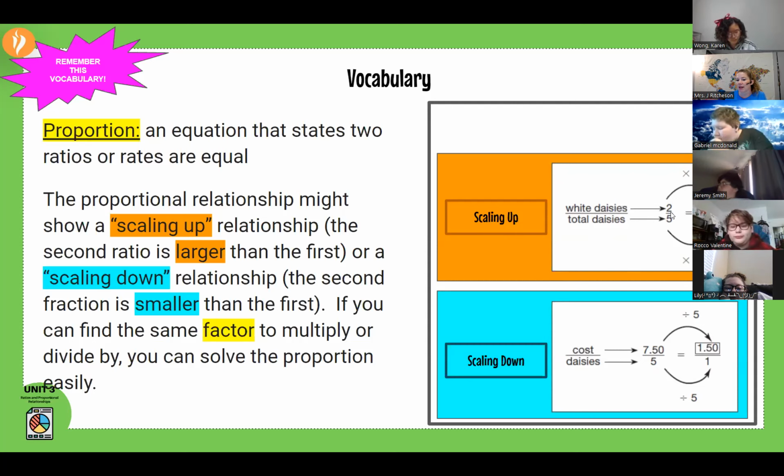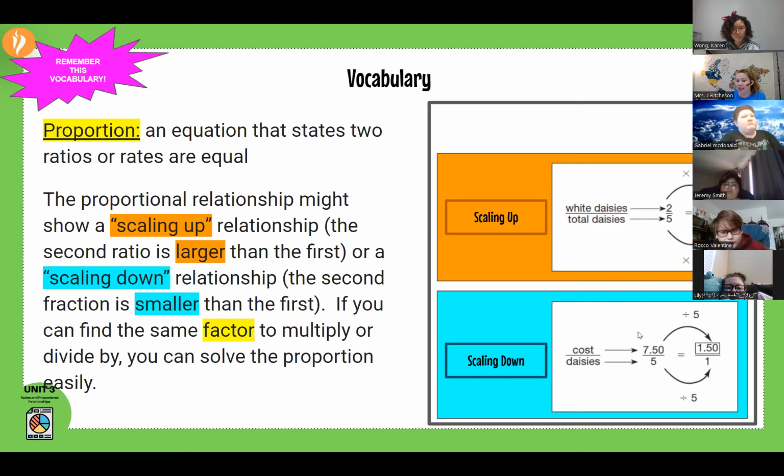So since I can multiply 2 times 4 and get 8, and if I multiply 5 by 4 and get 20, that means that the ratio 2 to 5 is equivalent to the ratio 8 to 20. Does that make sense? Just like equivalent fractions.